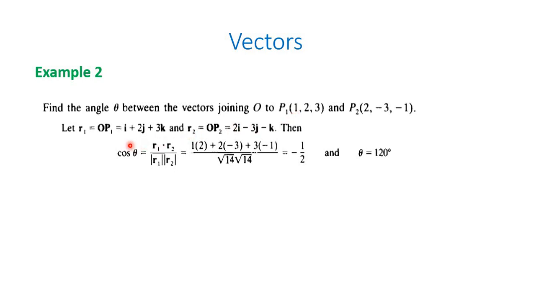So 1 into 2 plus 2 into minus 3 plus 3 into minus 1, this will be r1 dot r2, and the resultant will be minus 1 over 2. When cos theta is equal to minus 1 over 2, then the value of theta will be equal to 120 degrees. So the angle between these two vectors r1 and r2, originating from the origin to points P1 and P2, will be 120 degrees.